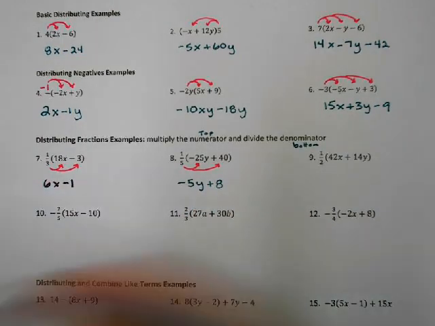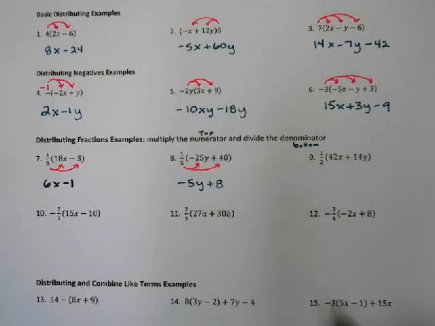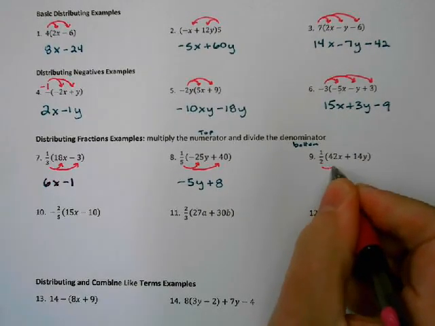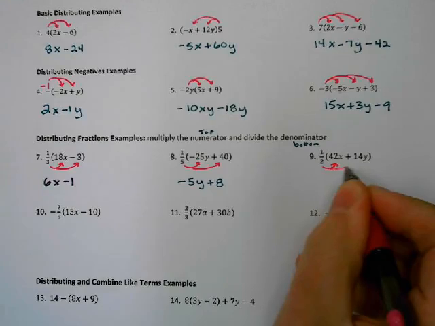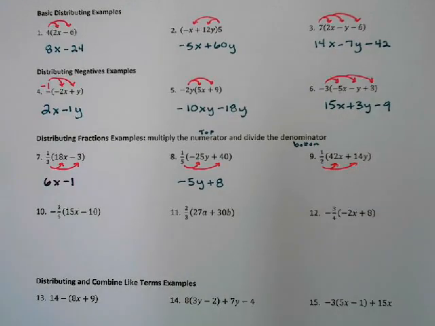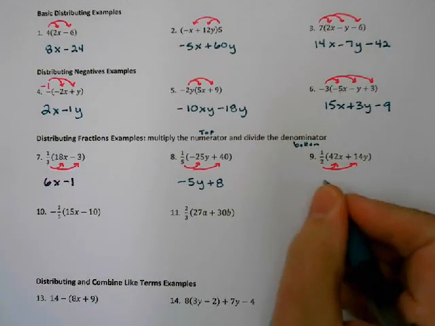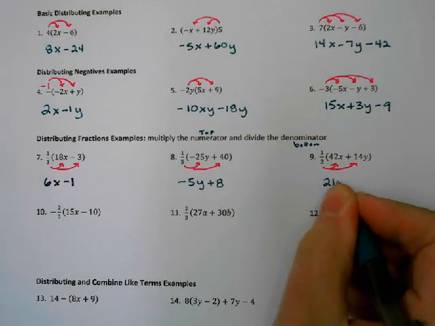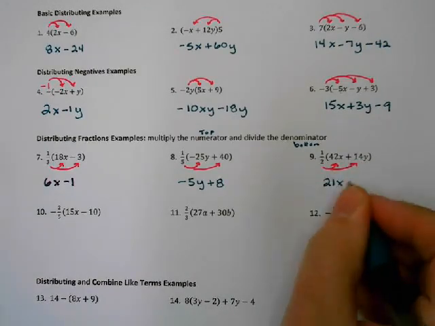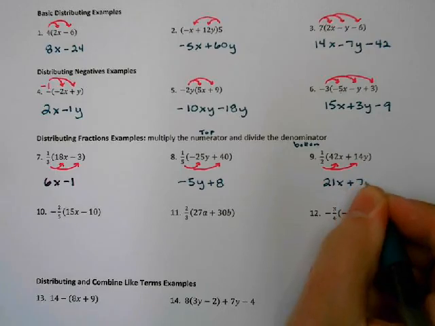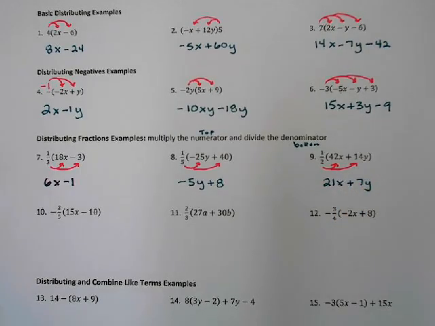Last one, multiply by 1, nothing changes, and so then I will divide by 2 on both of these. So 42 divided by 2 is 21, and then the variable of x. 14 divided by 2 is 7, and then the variable of y. All right, now we're on to the next ones.